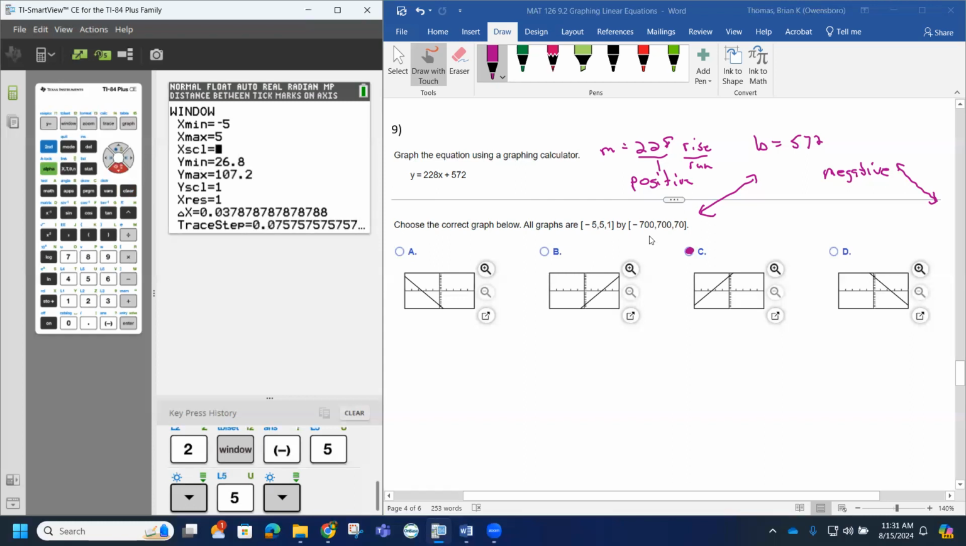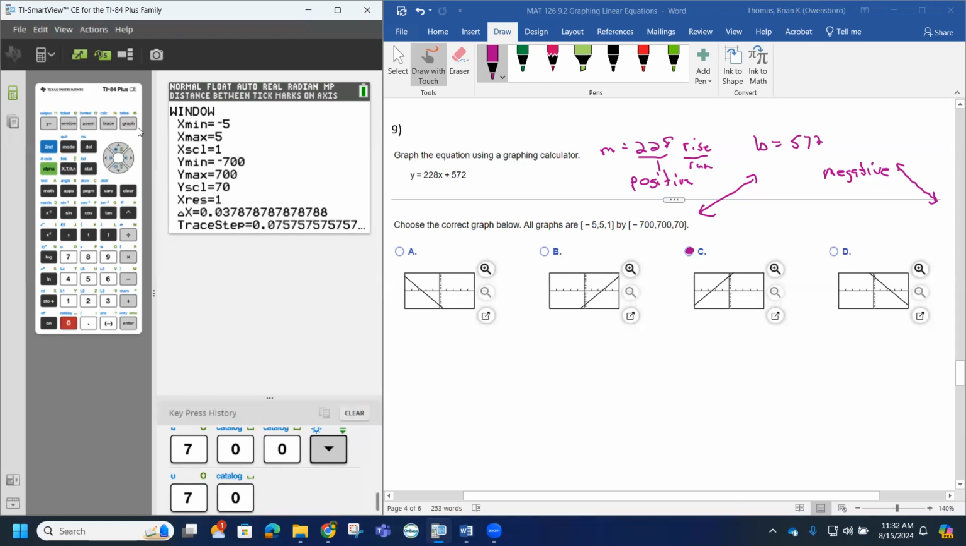Now, notice how the y view is a lot different. It's got a -700. So if I come down here to the y min, they want us to change that to a -700. And then the y max is a 700. And notice how they want us to count by 70 for some reason. So let's just put 70 in there. So they want to count by 70. The rest of this we don't have to worry about.